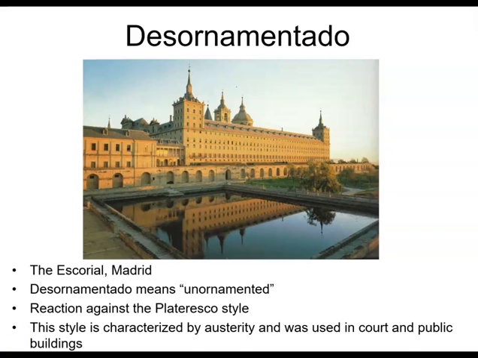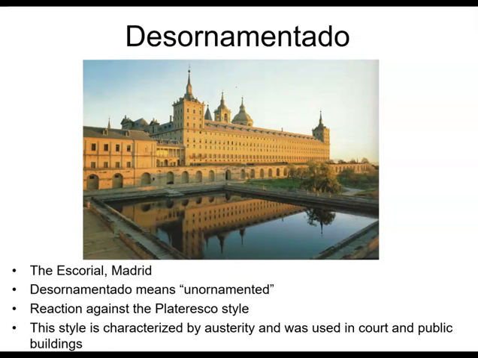The style is really characterized by austerity, so it is extremely plain and simple, especially in comparison to the Plateresque style. So when we look at the facade of the building, you'll notice that there is no ornamentation. It's a very plain facade. You'll also notice that there are no architectural elements around any of the windows, and we just see this very grid-like pattern on the facade.